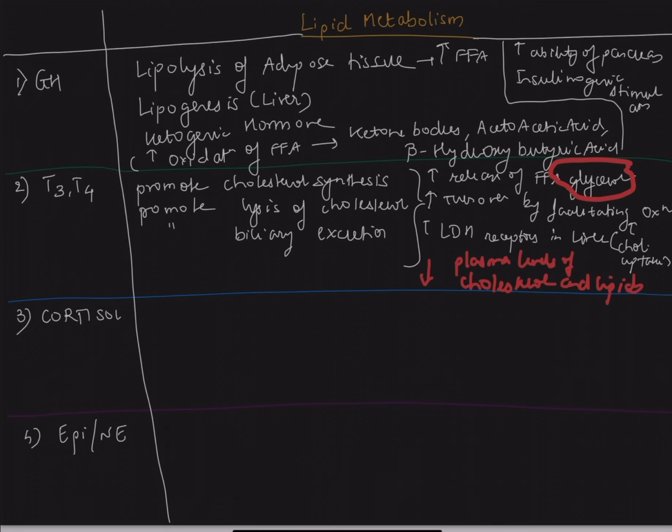Now let's see the effect of cortisol on the lipid metabolism. So again, cortisol increases the FFAs, that is the free fatty acids in the blood. How does it do this? It does it by increasing lipolysis. So more lipids are broken down, and that is why free fatty acids are released into the blood. The free fatty acids which are released are now utilized for energy production.